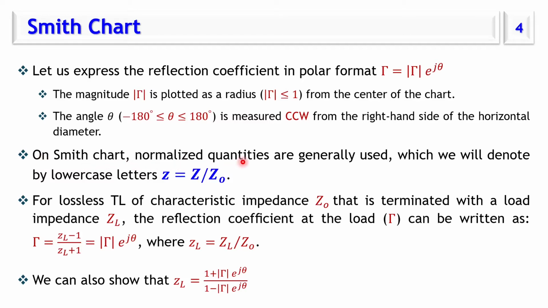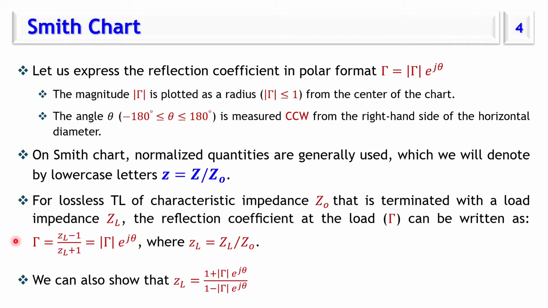Also on a Smith chart, we are using normalized quantities. For example, if we're talking about any impedance Z, we normalize it to the characteristic impedance of the transmission line, and we use lowercase for this. So if we have a lossless transmission line with a characteristic impedance Z0 that is terminated with a load impedance ZL, the reflection coefficient expressed in terms of the normalized load impedance, which is ZL divided by Z0, equals z_l minus 1 divided by z_l plus 1.